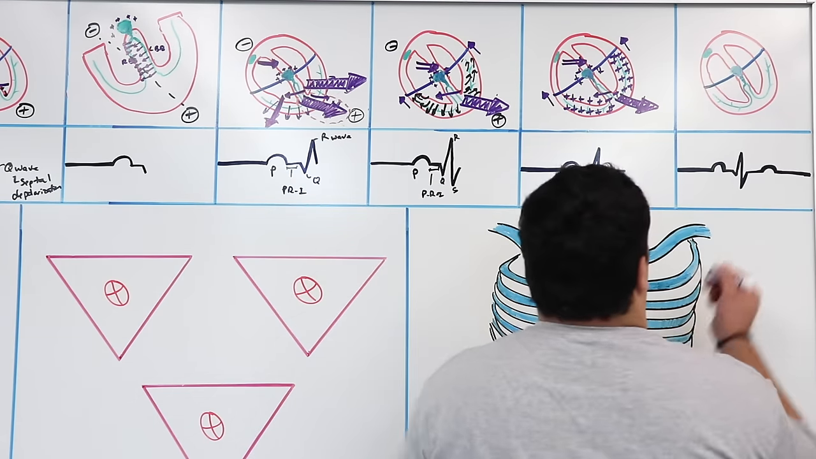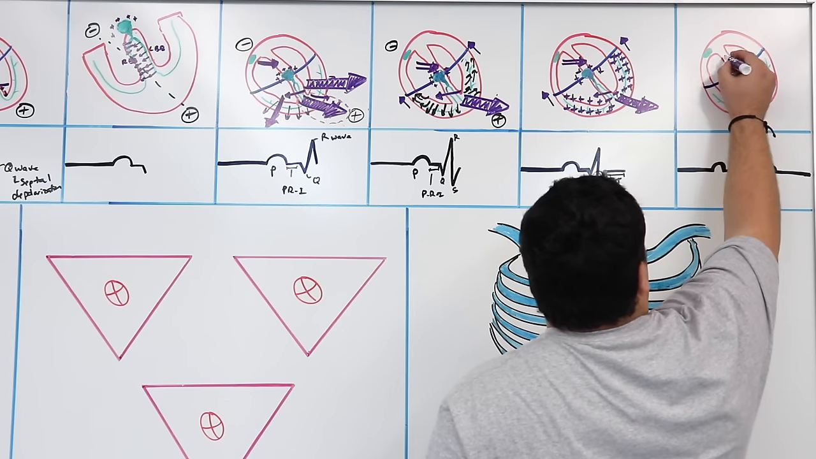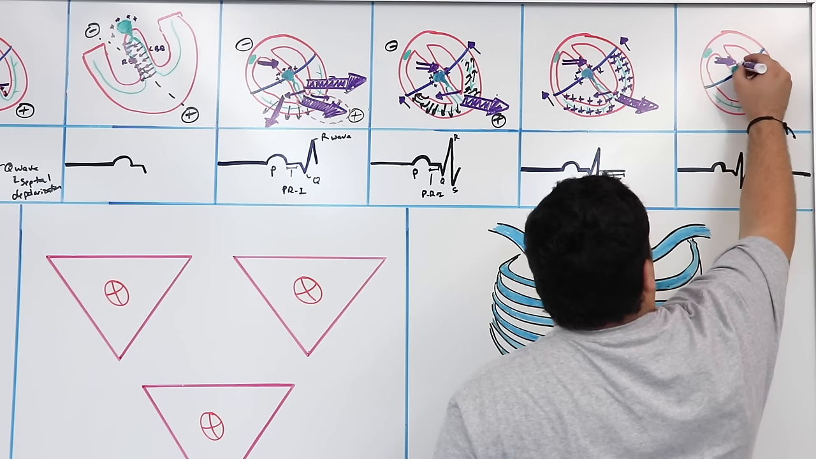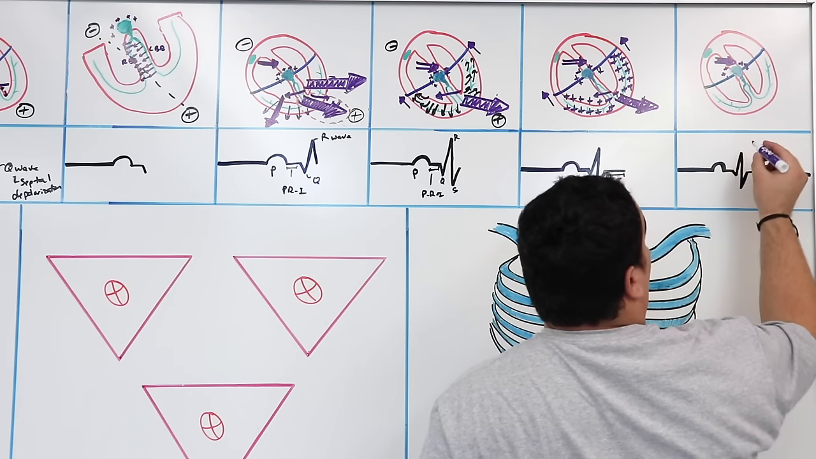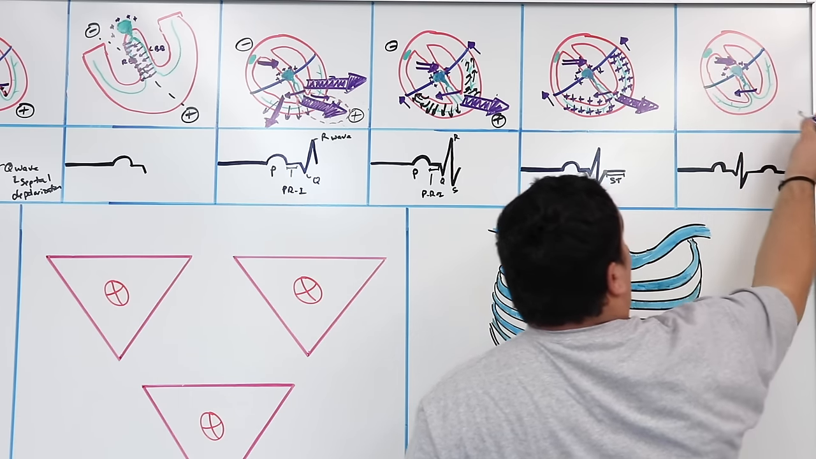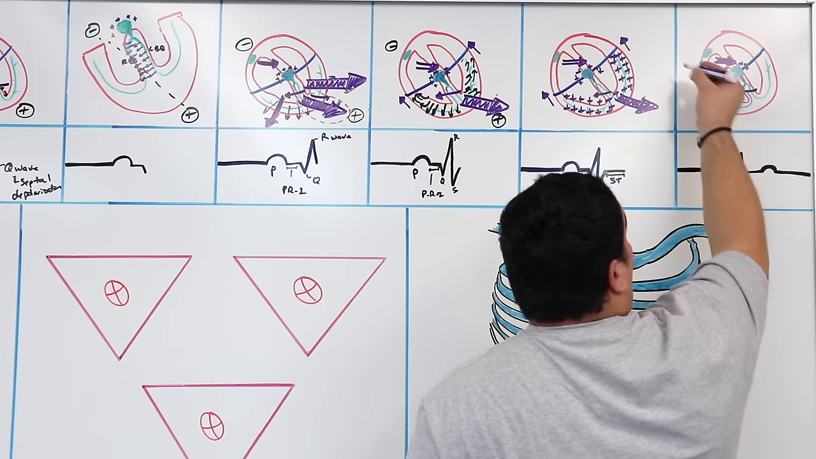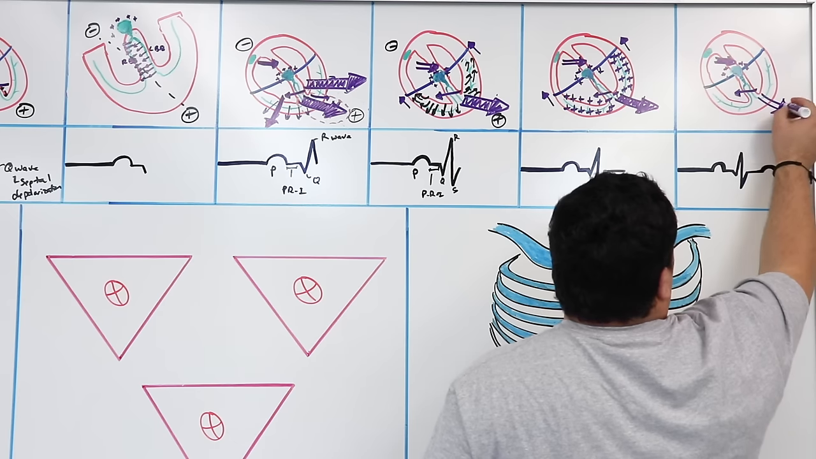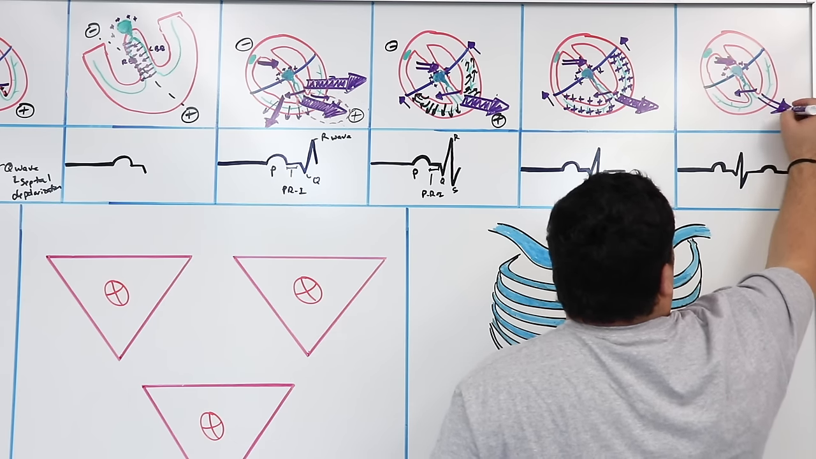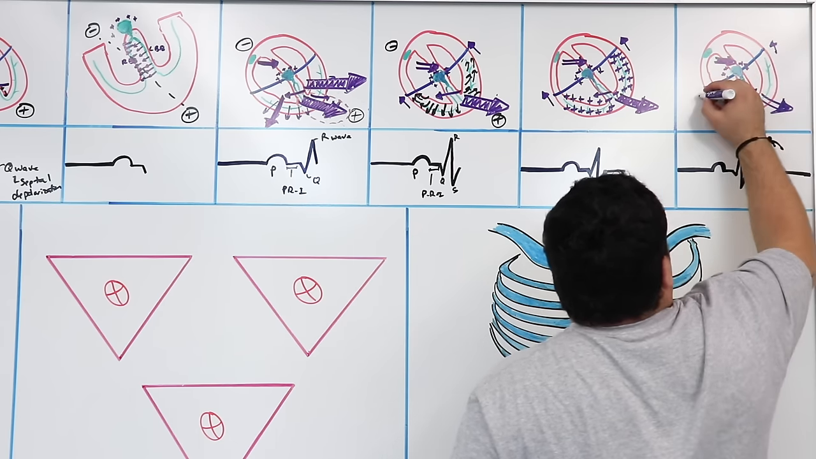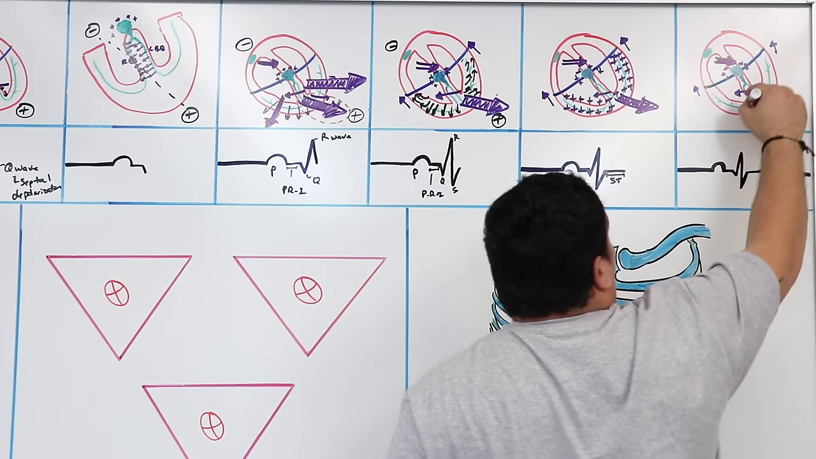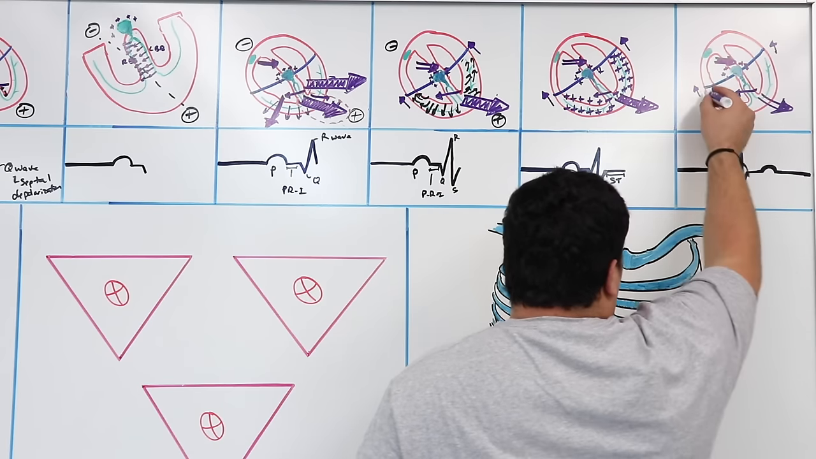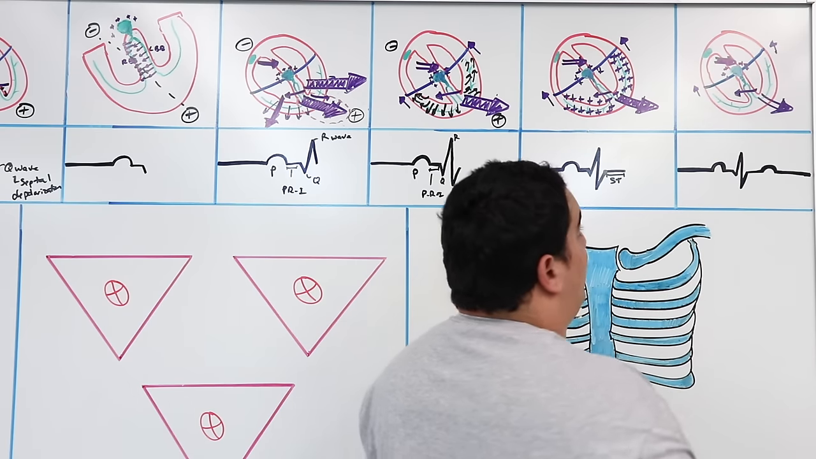So again, if you remember the vectors, right? SA node to AV node pointing downward towards the AV node. Positive AV node due to conducting the electrical potential slowly. Septal depolarization pointing rightwards and slightly upwards, right? And then you have your mean QRS vector pointing downwards and to the left. And then you have the base of the ventricles depolarizing because of them moving from the apex and upwards, right? Then the entire ventricular myocardium is depolarized, right?